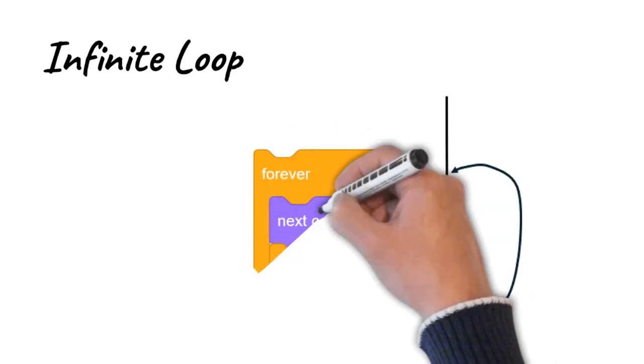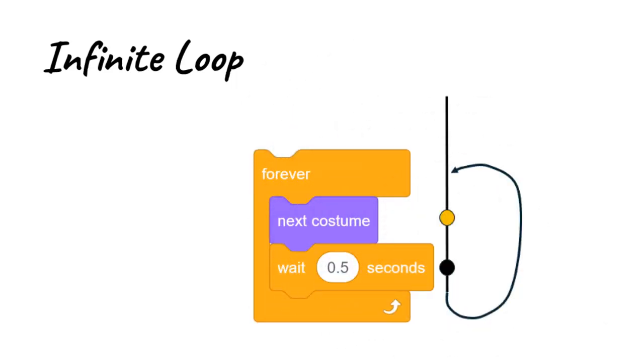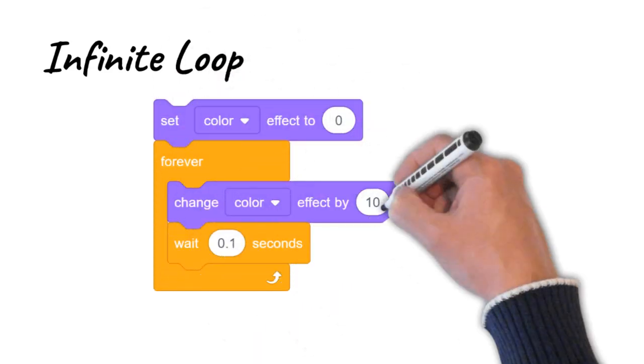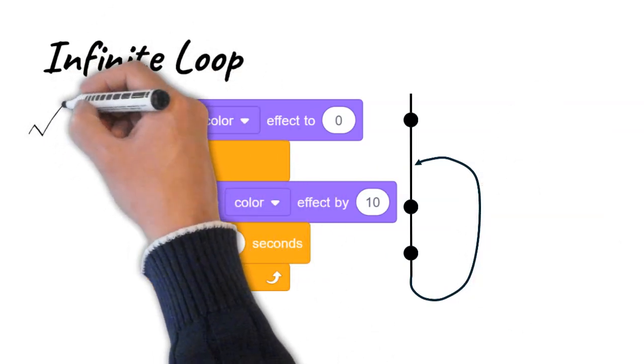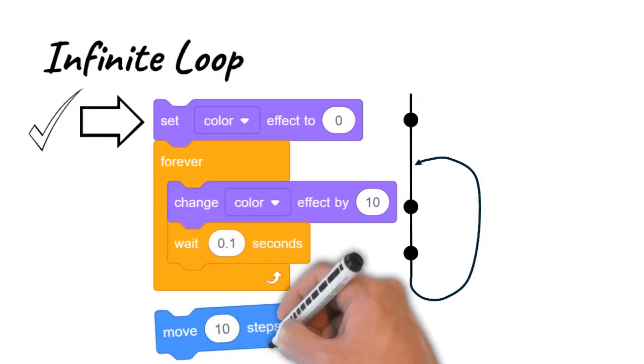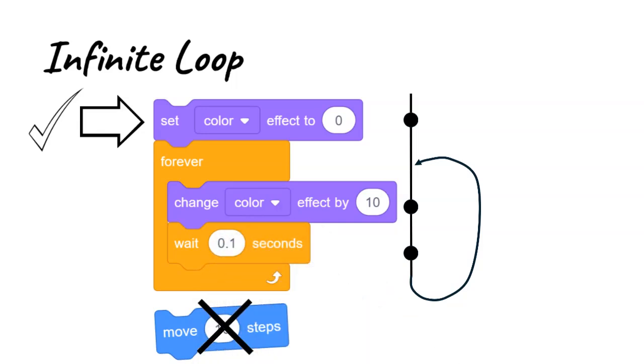In a programming language like Scratch, an infinite loop is called a forever loop. One feature of an infinite forever loop is that you can have code above it, but you can't have code underneath it.